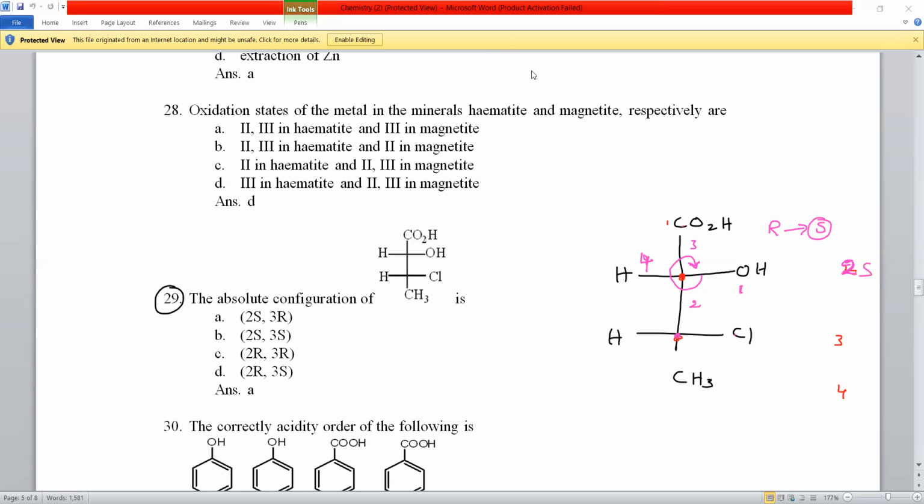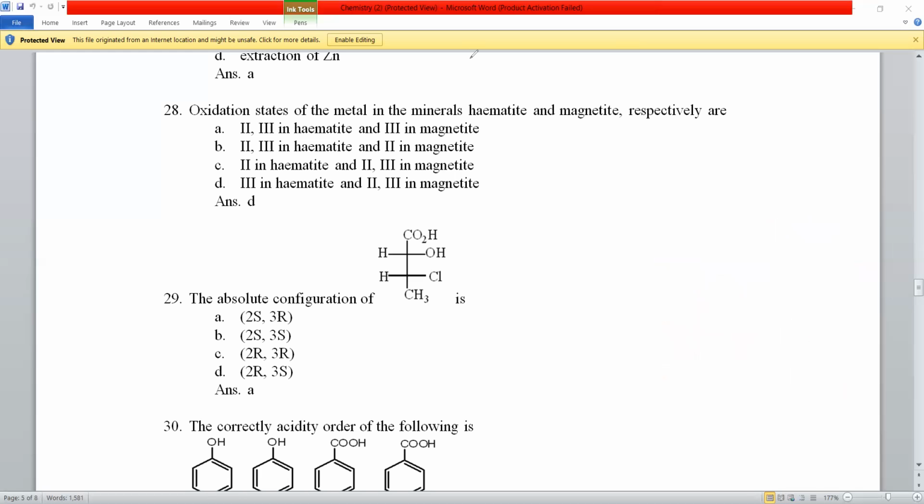In the same way, we can go here. For this also, we are directly connected with chlorine. Here carbon, here carbon. This carbon is connected with oxygen, and this carbon is connected with hydrogen. So number 2 here, and number 3 and number 4. So 1, 2, 3 is the anti-clockwise direction. Anti-clockwise means S, but S becomes R here. Why? Because the fourth priority is horizontal. So 3R. 2S, 3R is the answer. So option A is the correct one.